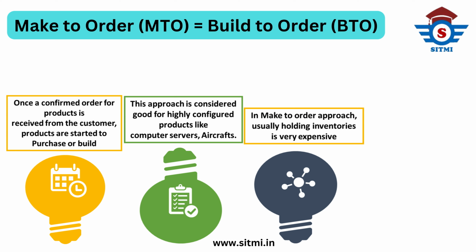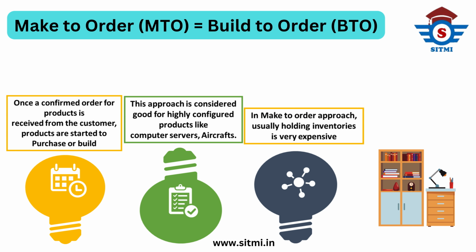Another example of make to order can be furniture at your home. When you have to make furniture, there has to be a proper size of furniture and requirement specified so that the furniture's raw material can be procured and it can be built.